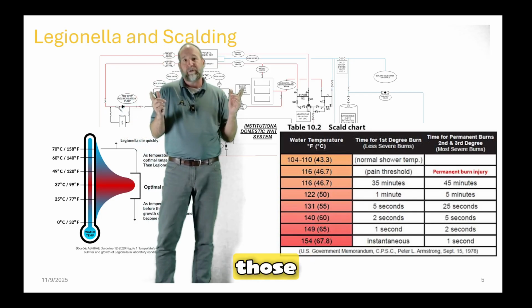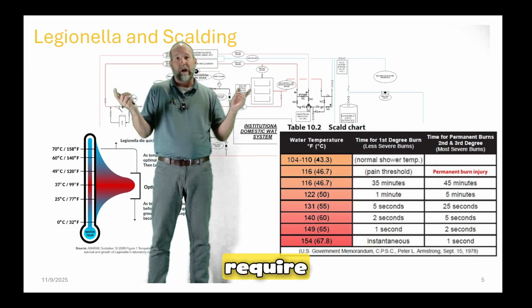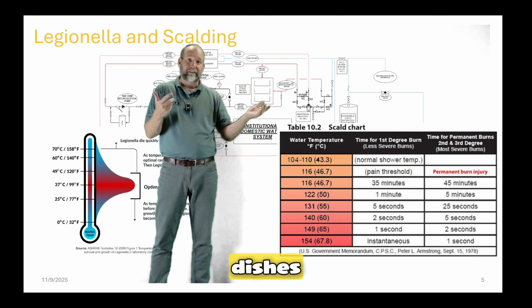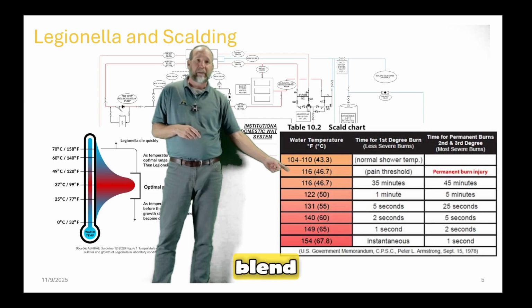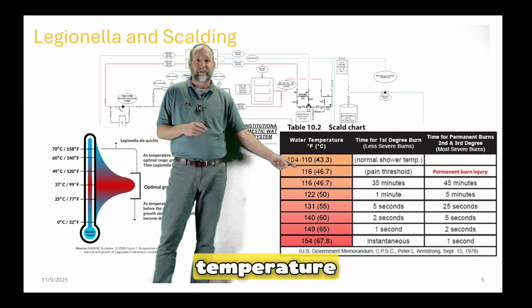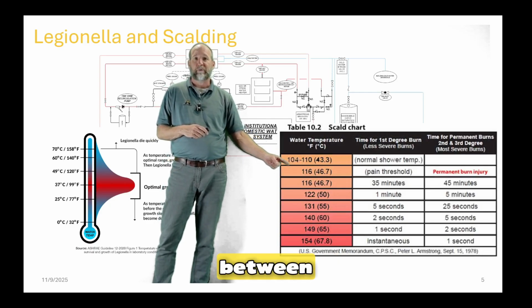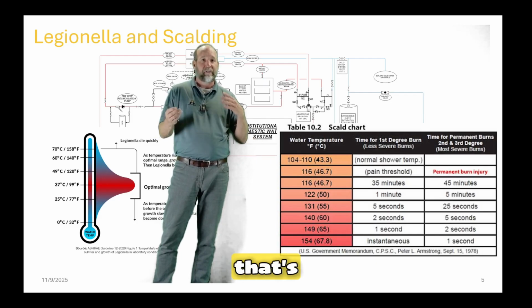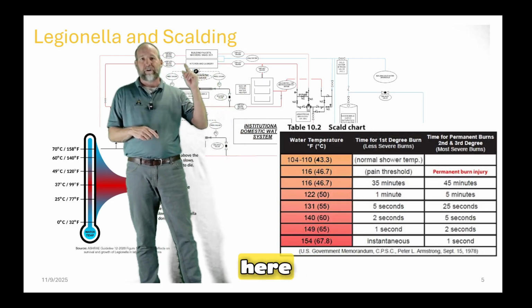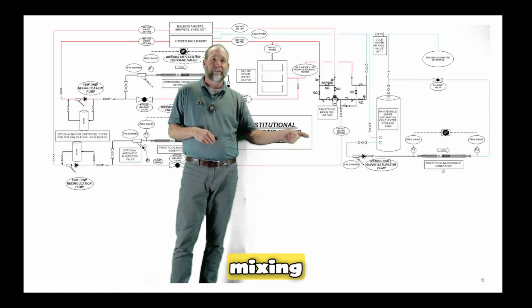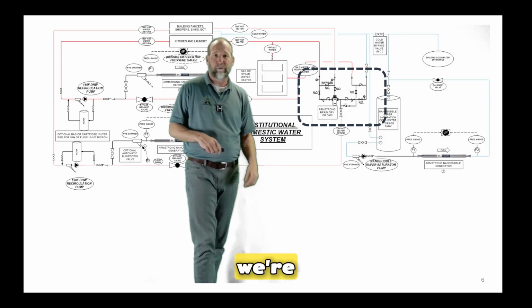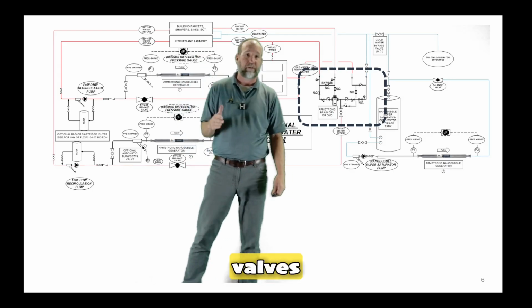That's because those types of appliances a lot of times require hotter water for disinfecting dishes and helps with cleaning your clothes. But what we want to do is blend that water down to a more manageable temperature. Typical showers are between 104 and 110. That's typically what you want to see out here, okay? So we're going to be blending that water down with our master mixing valve right here, okay? And that's the next thing we're going to talk about, master mixing valves, okay?